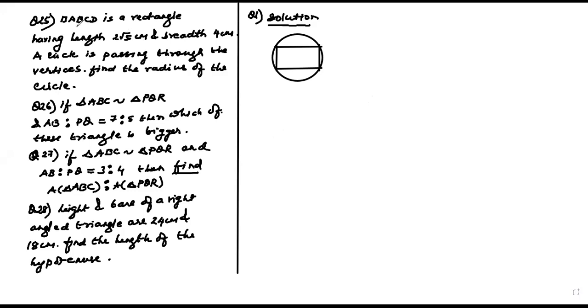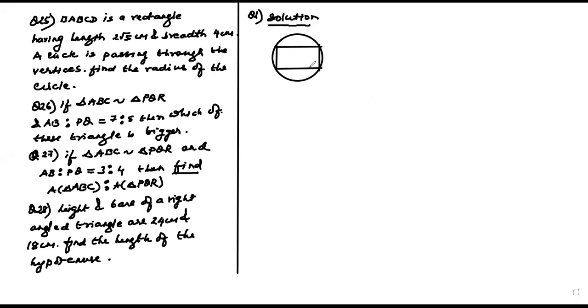What is given in this question number 25? You can see here there is a quadrilateral ABCD, which is a rectangle. Its length is 2 root 5 centimeter, breadth is 4 centimeter. A circle is passing through the vertices of this rectangle, and they want you to find the radius of this circle. So let us draw a picture here.